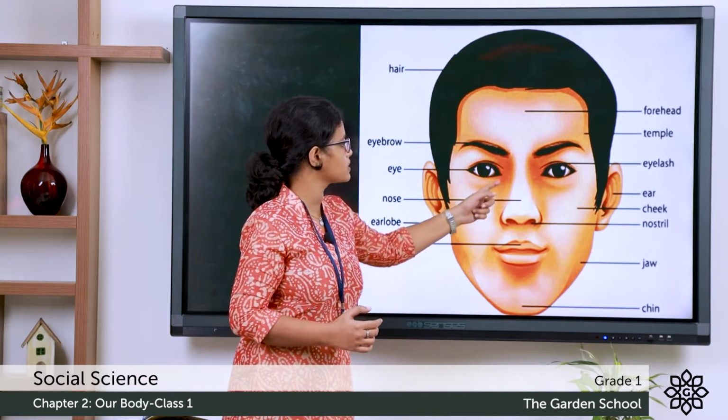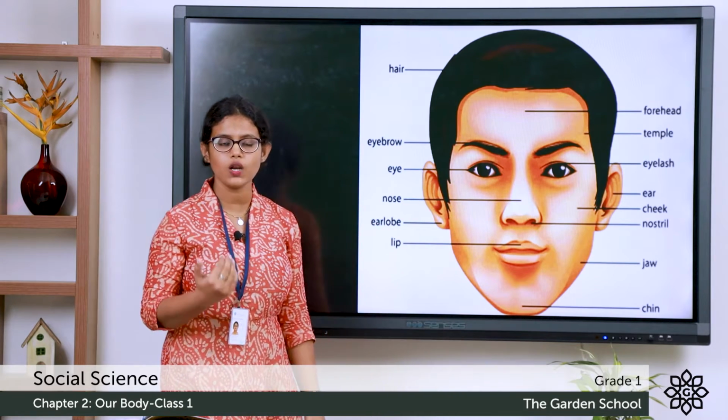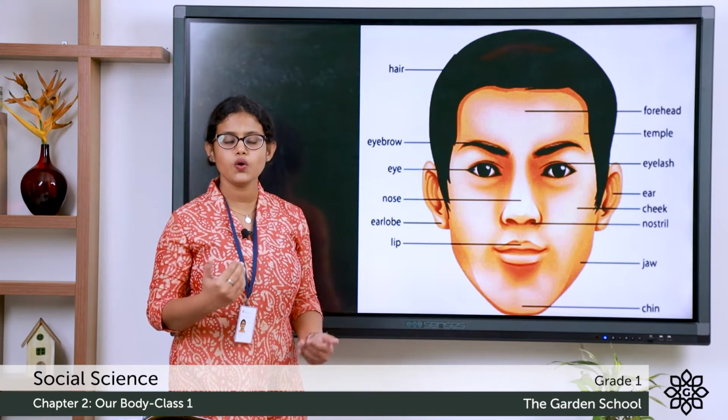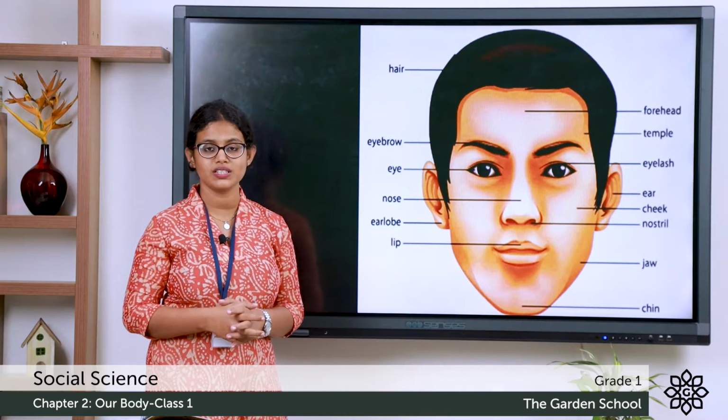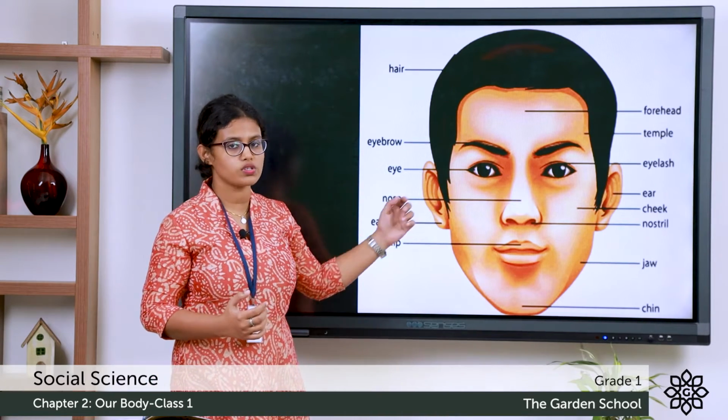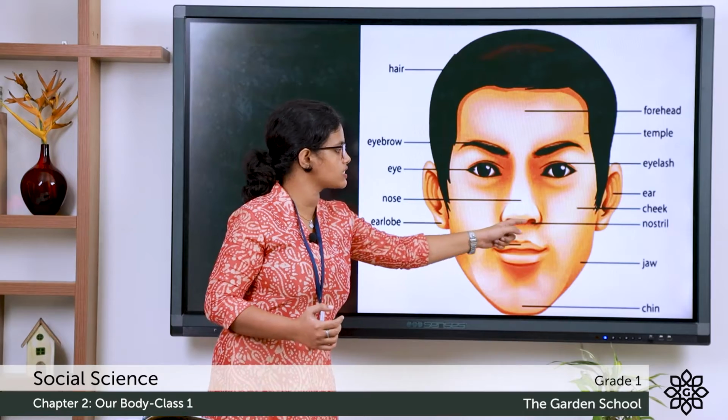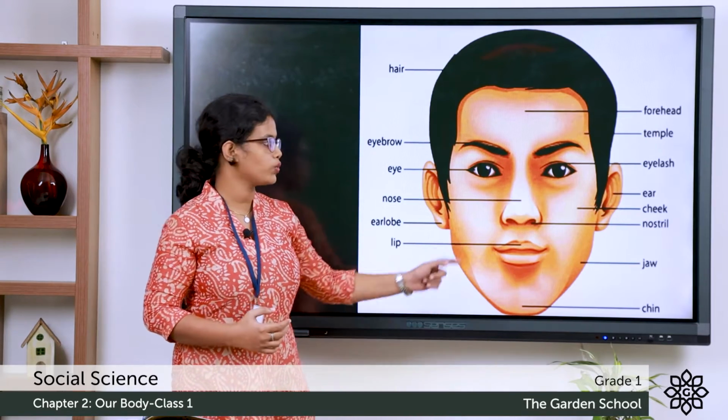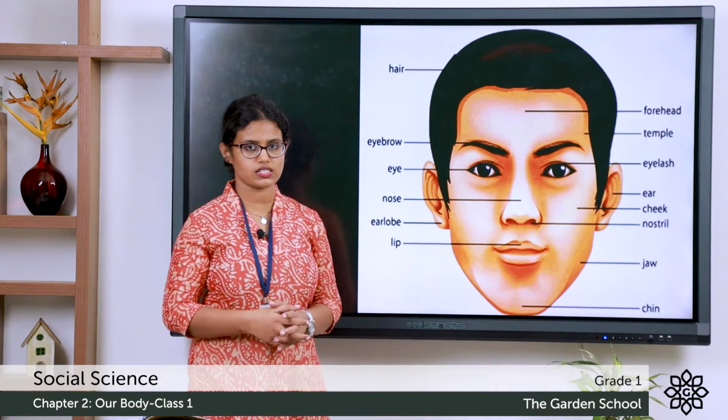And next comes the nose. We smell with our nose. How do you smell your favorite flower? We smell with our nose. And under the nose you can see 2 holes, which are called nostrils.